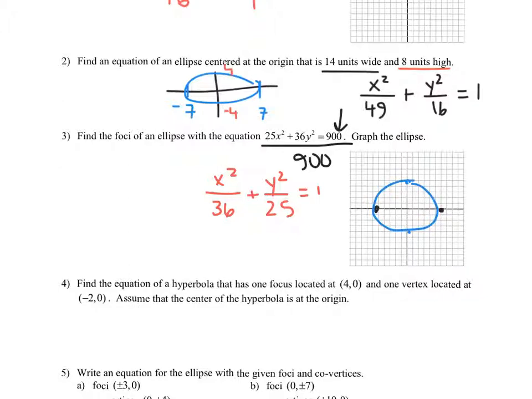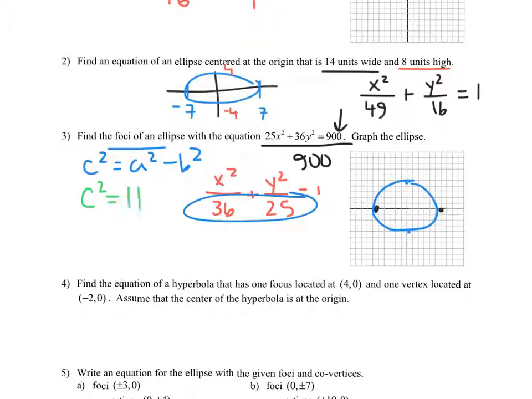So in order to find the foci, I need to use the formula c squared equals a squared minus b squared. It's always going to be vertices minus covertices. Well, I already have these squared right here. So it's going to be 36 minus 25, which is 11. So c squared equals 11. It's always the greater number minus the smaller number. So then c is going to be plus or minus the square root of 11.